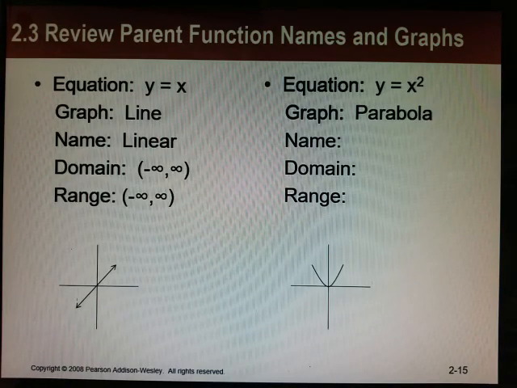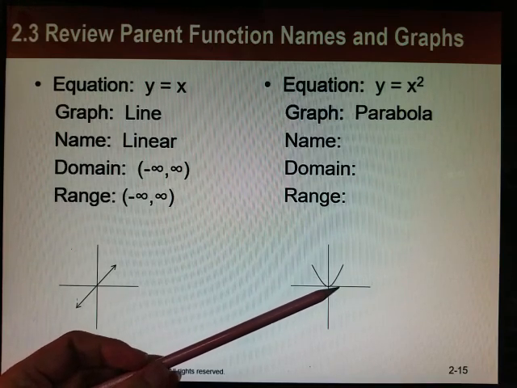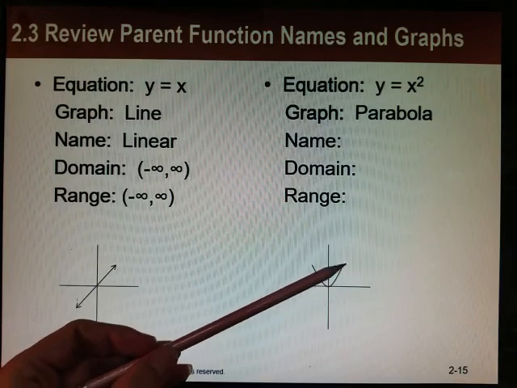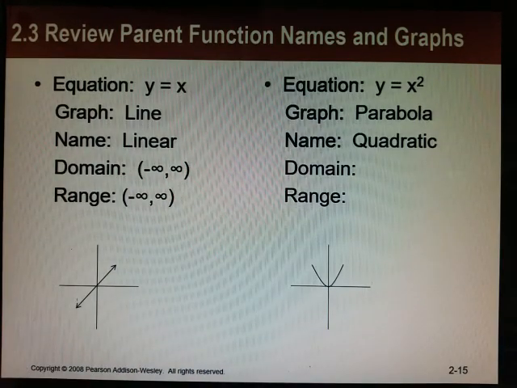Hopefully you knew that was the graph of a parabola. See, if I take 0 and square it, I get 0. 1 squared is 1. Negative 1 squared is also 1. And therefore, that would be the graph of my parabola. The name of this is a quadratic graph.